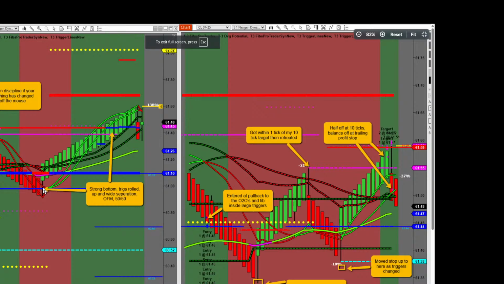Pete says, strong bottom, triggers rolled, odds favorable. Pete gets in at the area inside of the triggers. He did have divergence. This was an exercise in discipline. Pete gets in, and man, almost hits a stop but doesn't fill. This is the trading gods loving on Pete.